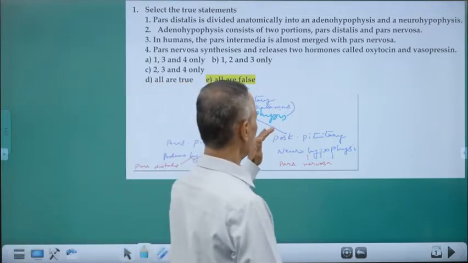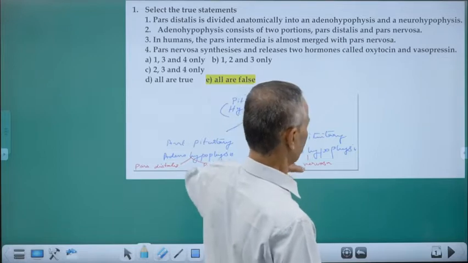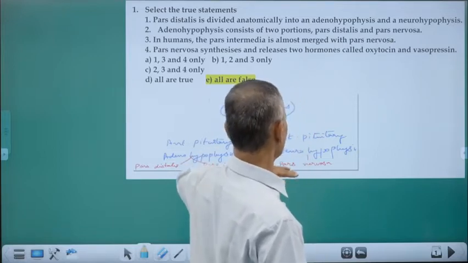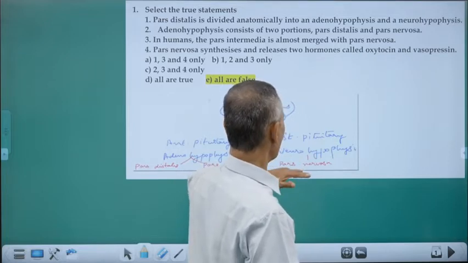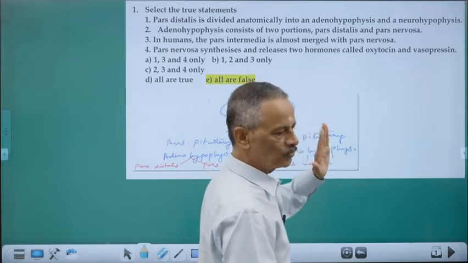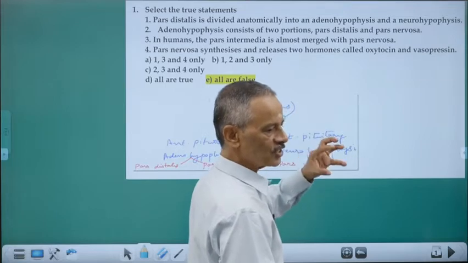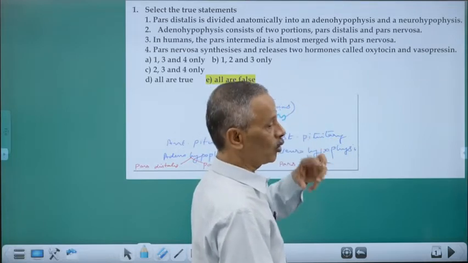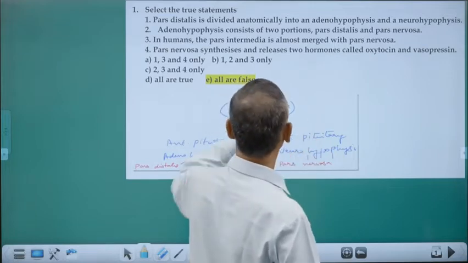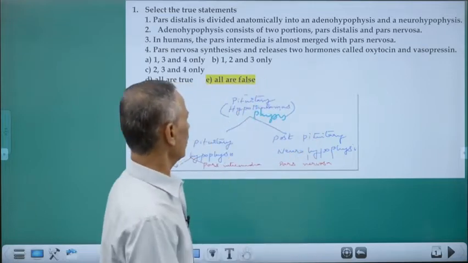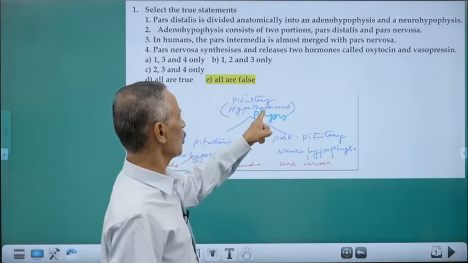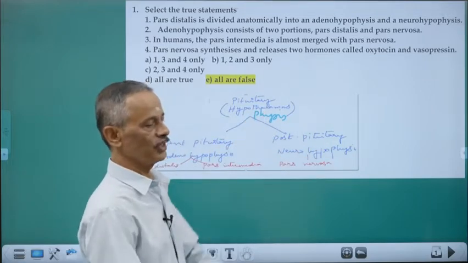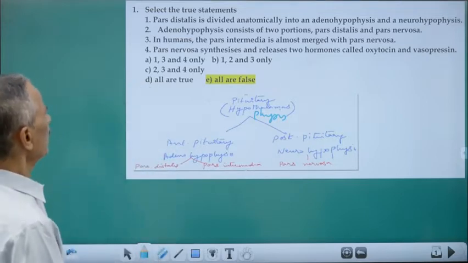Whereas posterior pituitary, which is called neurohypophysis, is actually an extension of the brain. It's a part of the nervous system, and that is why it is called pars nervosa. It is not producing any hormone of its own. It is just storing the hormone produced by the hypothalamus. Okay, posterior pituitary is just storing the hormones produced by the hypothalamus and secreting it into the blood. So this is the composition.